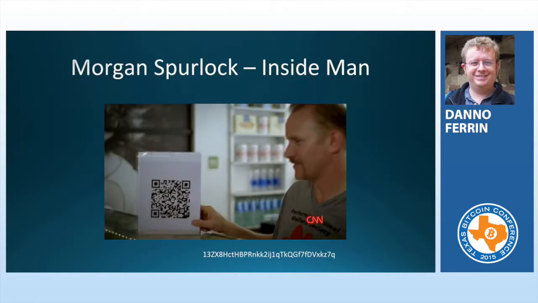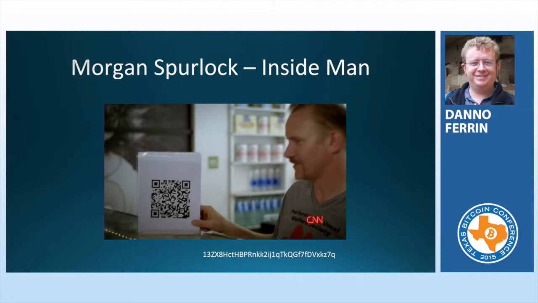Now, the worst thing you can do for keeping privacy on the blockchain is to put your transactions on CNN during prime time, like Morgan Spurlock did. Here's Morgan Spurlock. He's buying a pizza with a QR code. And from that QR code and the amount of Bitcoin that he used to purchase that pizza, I was able to find the wallet that he used for the entire episode and track down all but one or two of the transactions on there.